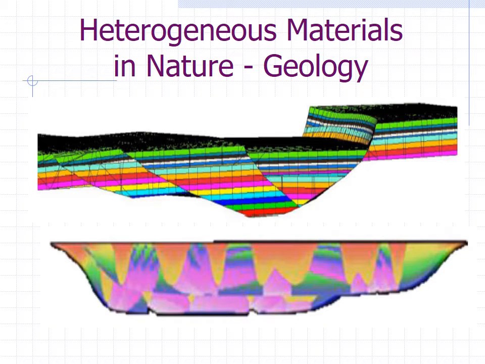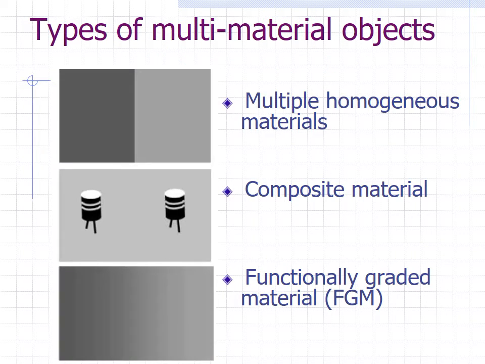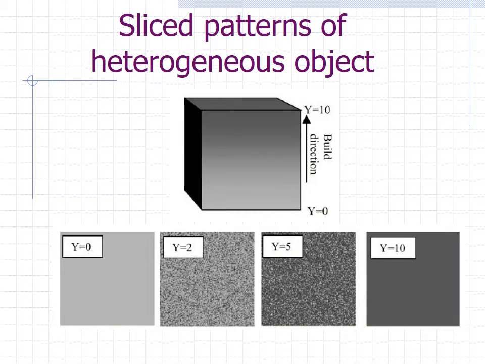Heterogeneous materials can be found in nature, for example, in geology. The three types of multi-material objects are presented on this slide. They are multiple homogeneous materials, composite material, and functionally graded material. Here is an example of sliced patterns of a heterogeneous object.